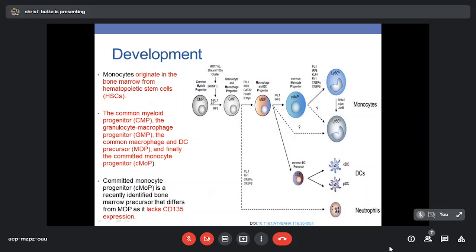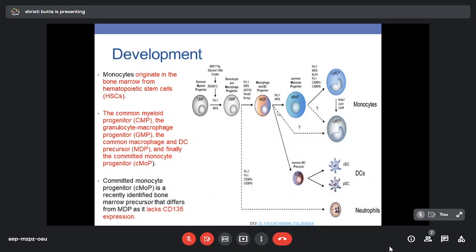Now, this is a very important chemokine here. It is important to note that this granulocyte macrophage progenitor subsequently differentiates into the common macrophage dendritic cell precursor. Here is the common macrophage dendritic cell precursor that finally differentiates into the committed monocyte progenitor. Now, this cell, the committed monocyte progenitor, is the recently identified bone marrow precursor.